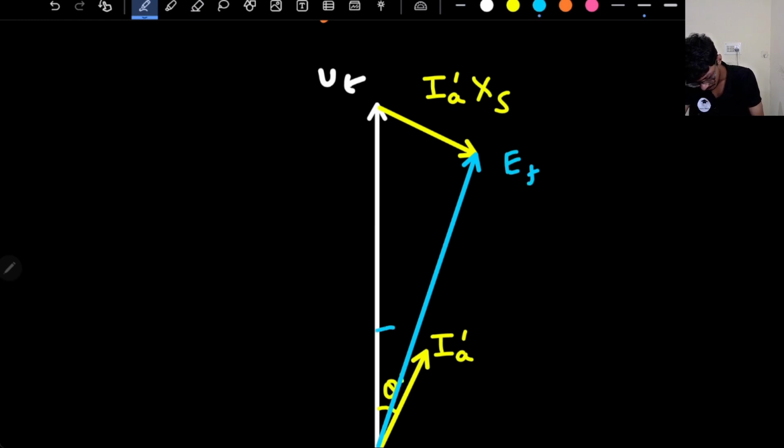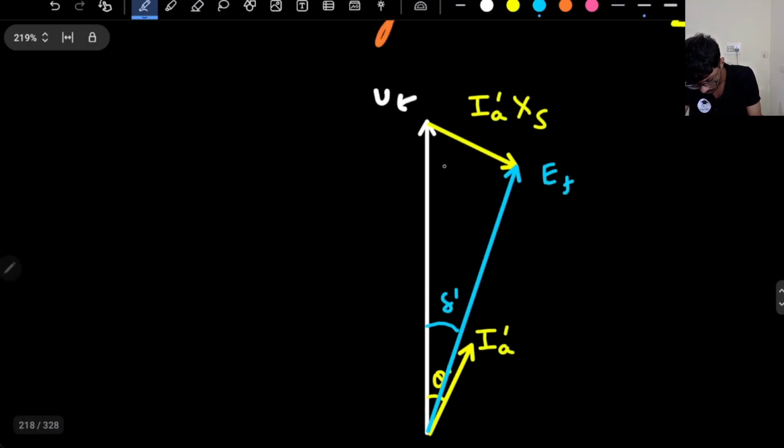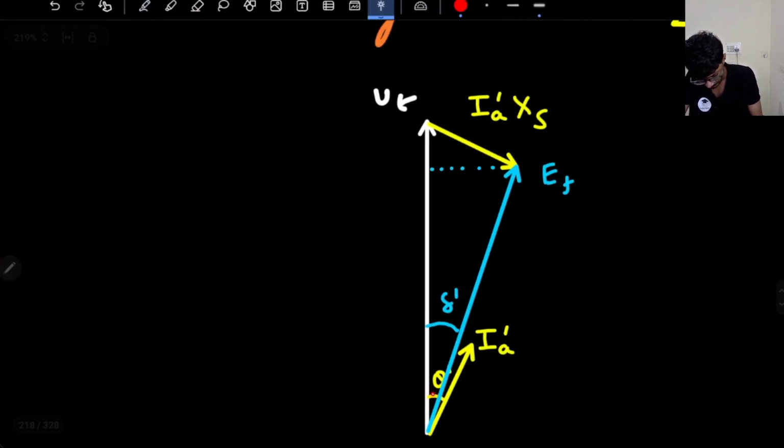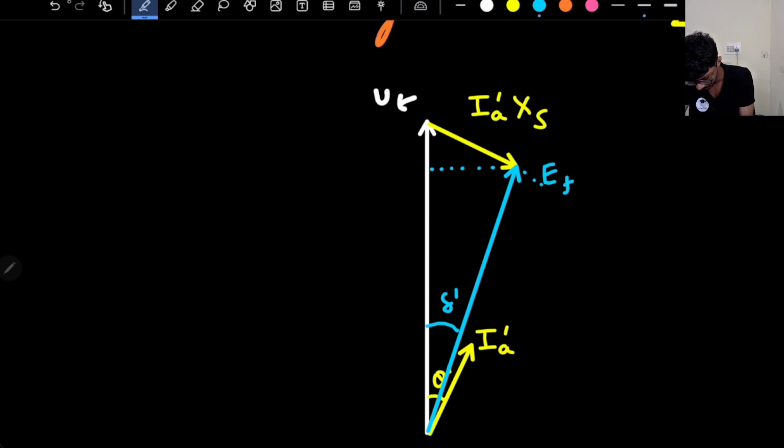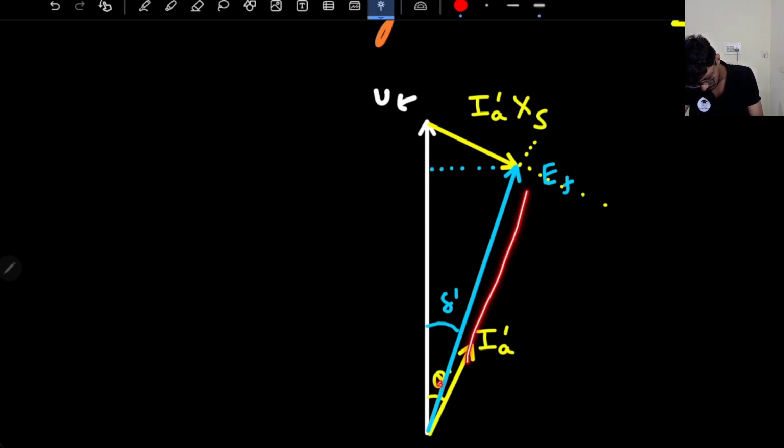Magnitude is same, but angle has changed to delta dash. So this is theta. If I extend this here, this is theta, and I want to understand what will be this value. This value is theta. If I extend this, just hold on, give me a second.